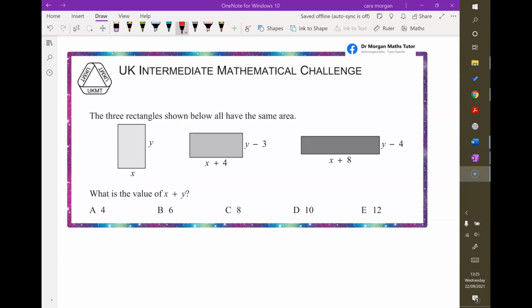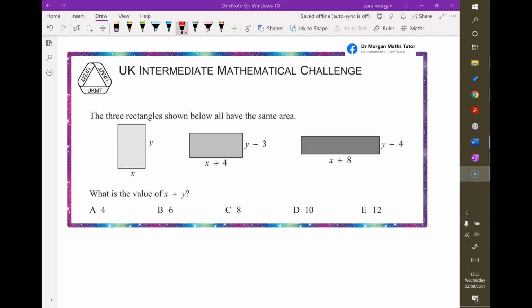So I've chosen this challenge question. I like it. I'm always drawn to questions that involve shapes, and this one has a little bit of algebra in there, so I like it even more. I've been told that the three rectangles below all have the same area, and I've got to find the value of x add y.